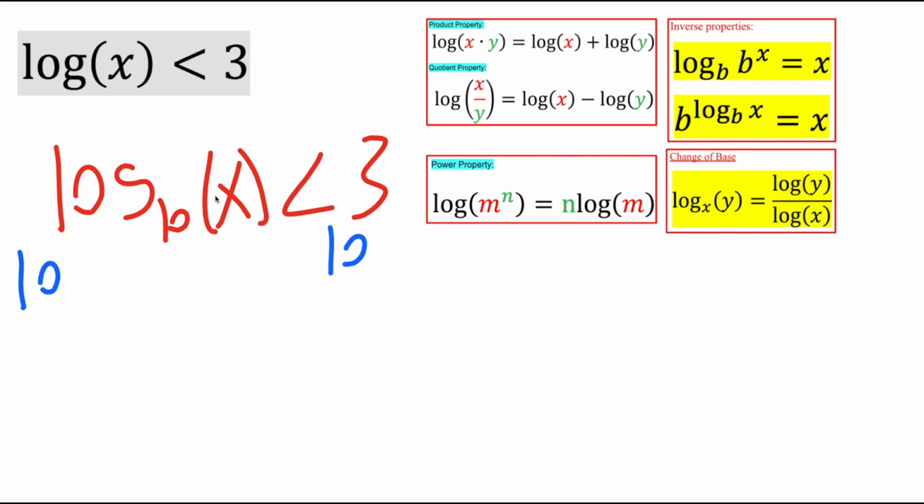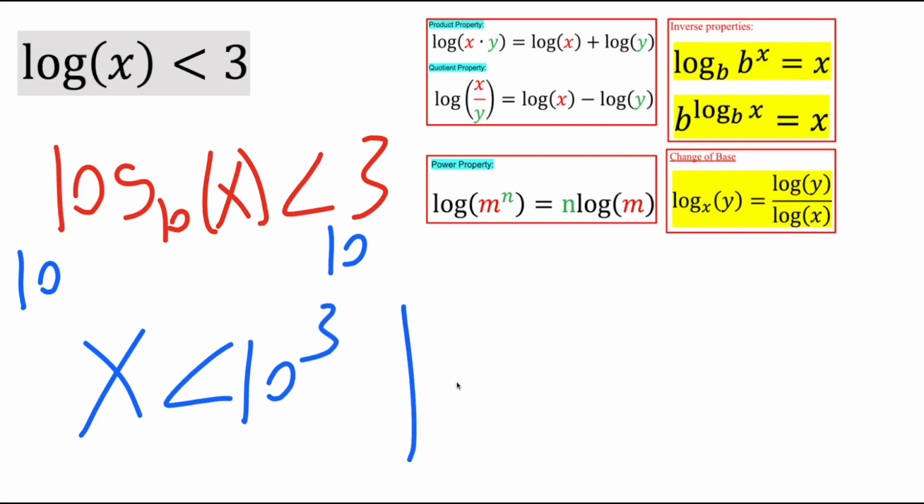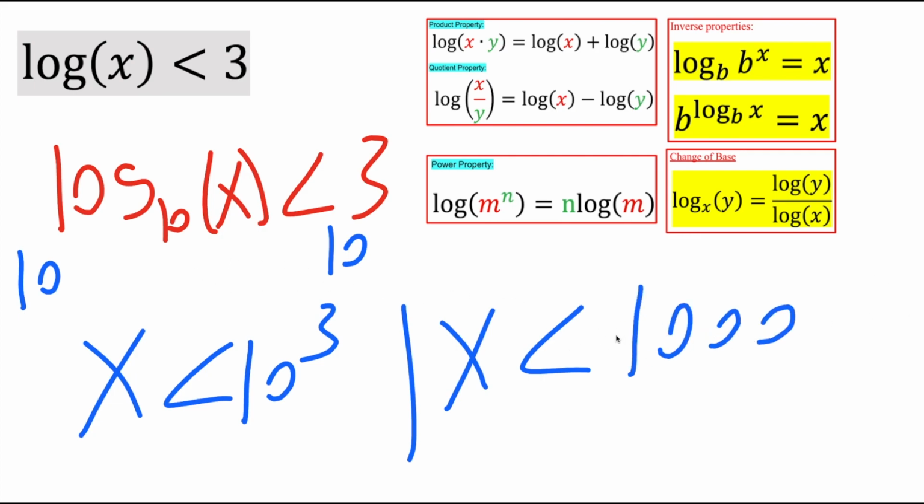All that gets canceled, but the inside piece, which is x is less than 10 raised to 3, and we get x is less than 10 raised to 3 is 10 times 10 is 100. 100 times 10 is 1,000. So x is less than 1,000. But again, less than 1,000 could be 999, 998. But it could also be 0. 0 is less than 1,000. It could also be negative 5. Negative 5 is less than 1,000.